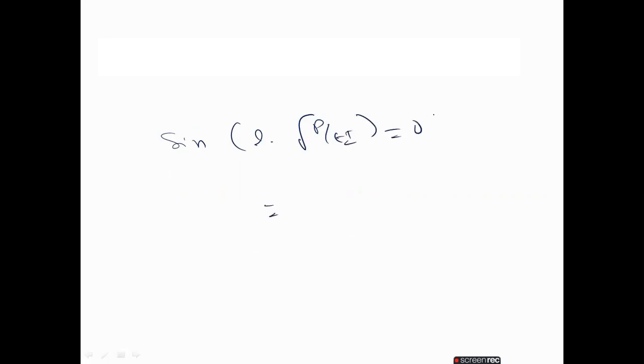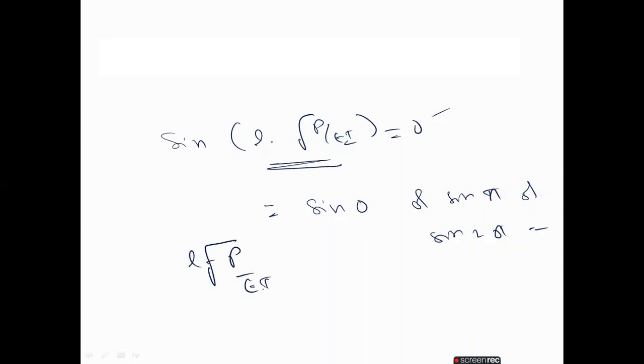So that is nothing but sine 0, or sine pi, or sine 2 pi, like that we have to write. So then what happens? This one, L into root of P by EI equals 0. But we never take the 0 value directly; we take the pi value or 2 pi value, taking the least practical value. So then L square root of P by EI equals pi.